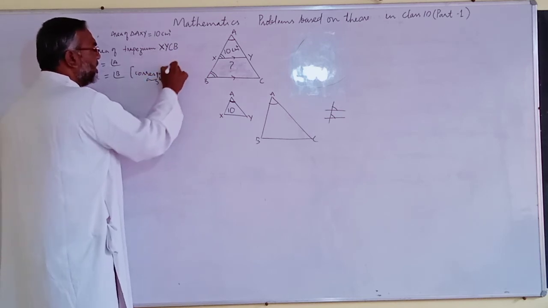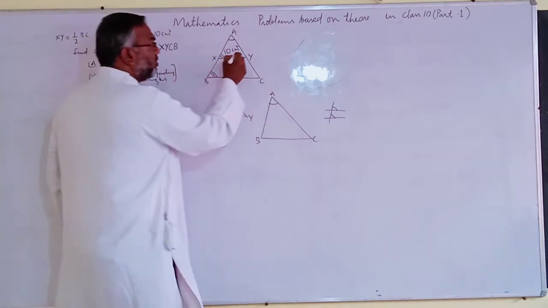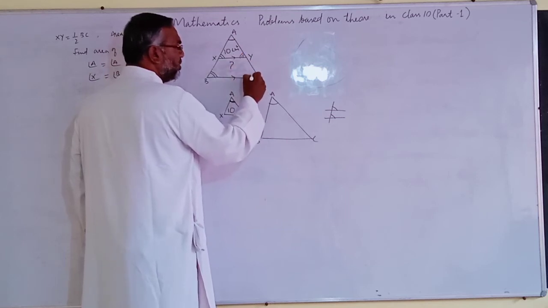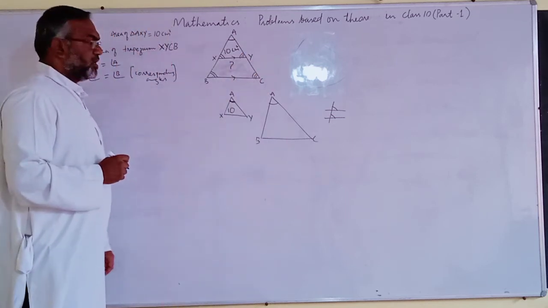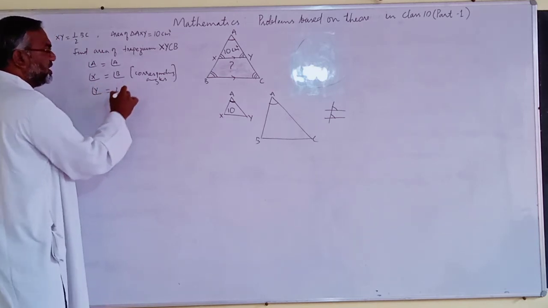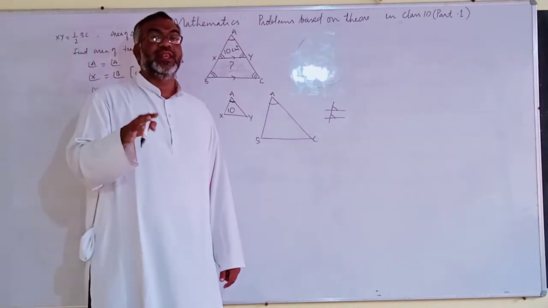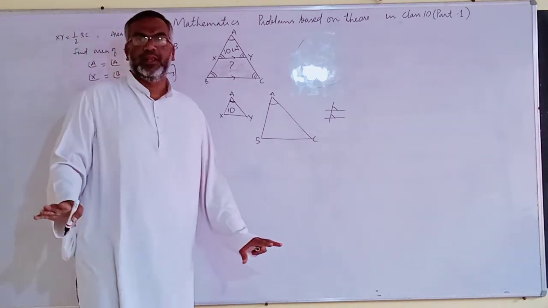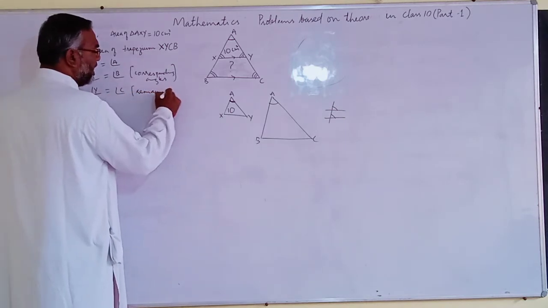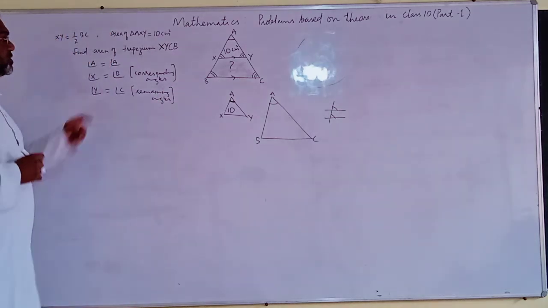If two angles are equal, A is equal to A, common, and X is equal to B, therefore now Y will be equal to C. The remaining angle, angle Y, will be equal to angle C, because in two triangles, if two angles are equal, then the third will definitely be equal. Right? So the remaining angles are equal.